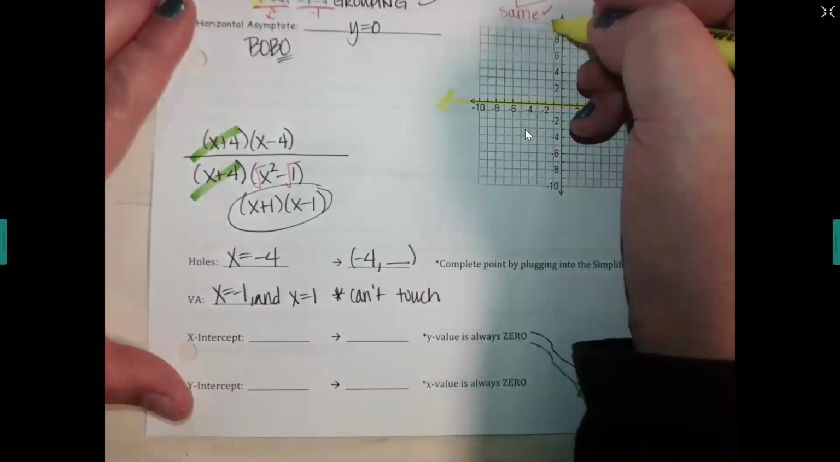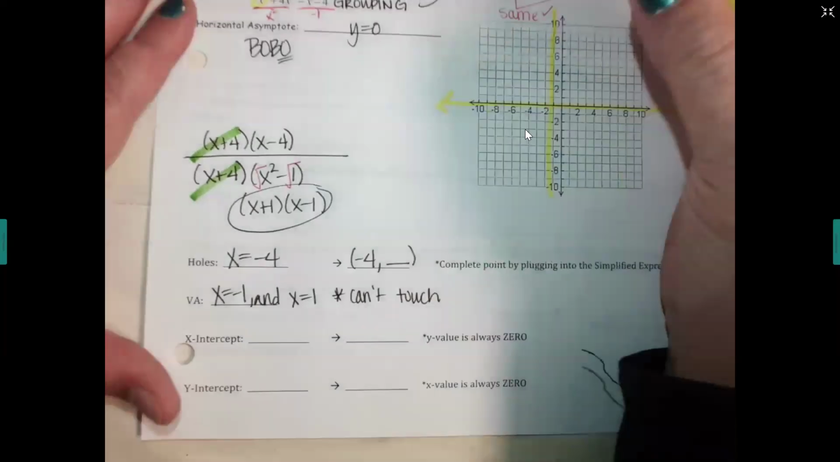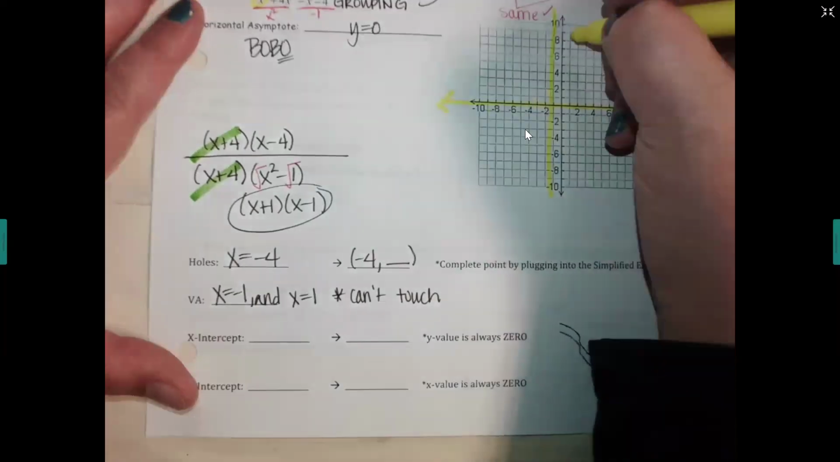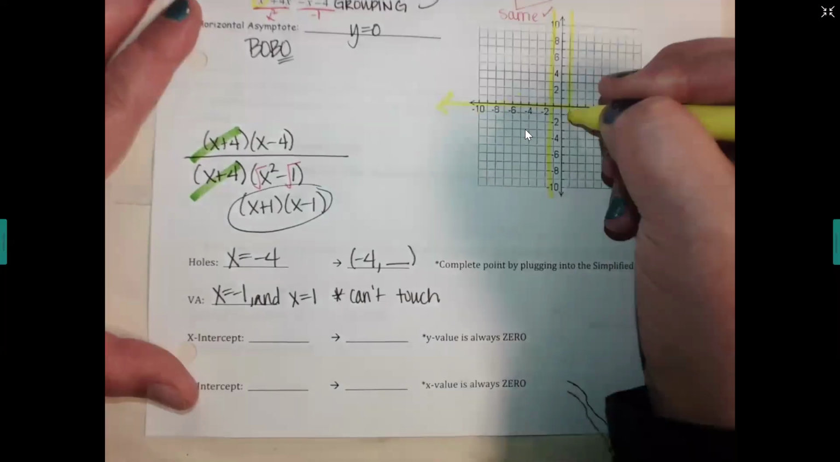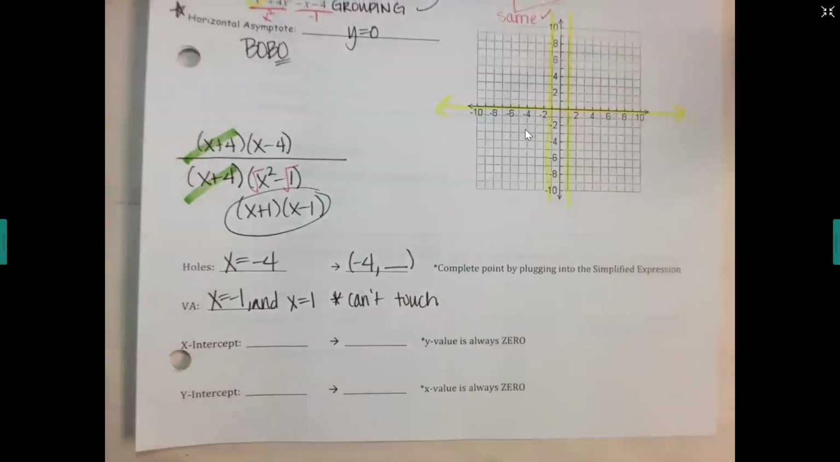So -1 here. This is what we're doing in class tomorrow. Exciting. And then +1 here. Okay, but remember, can't touch those lines. So 1 and -1, those are out.